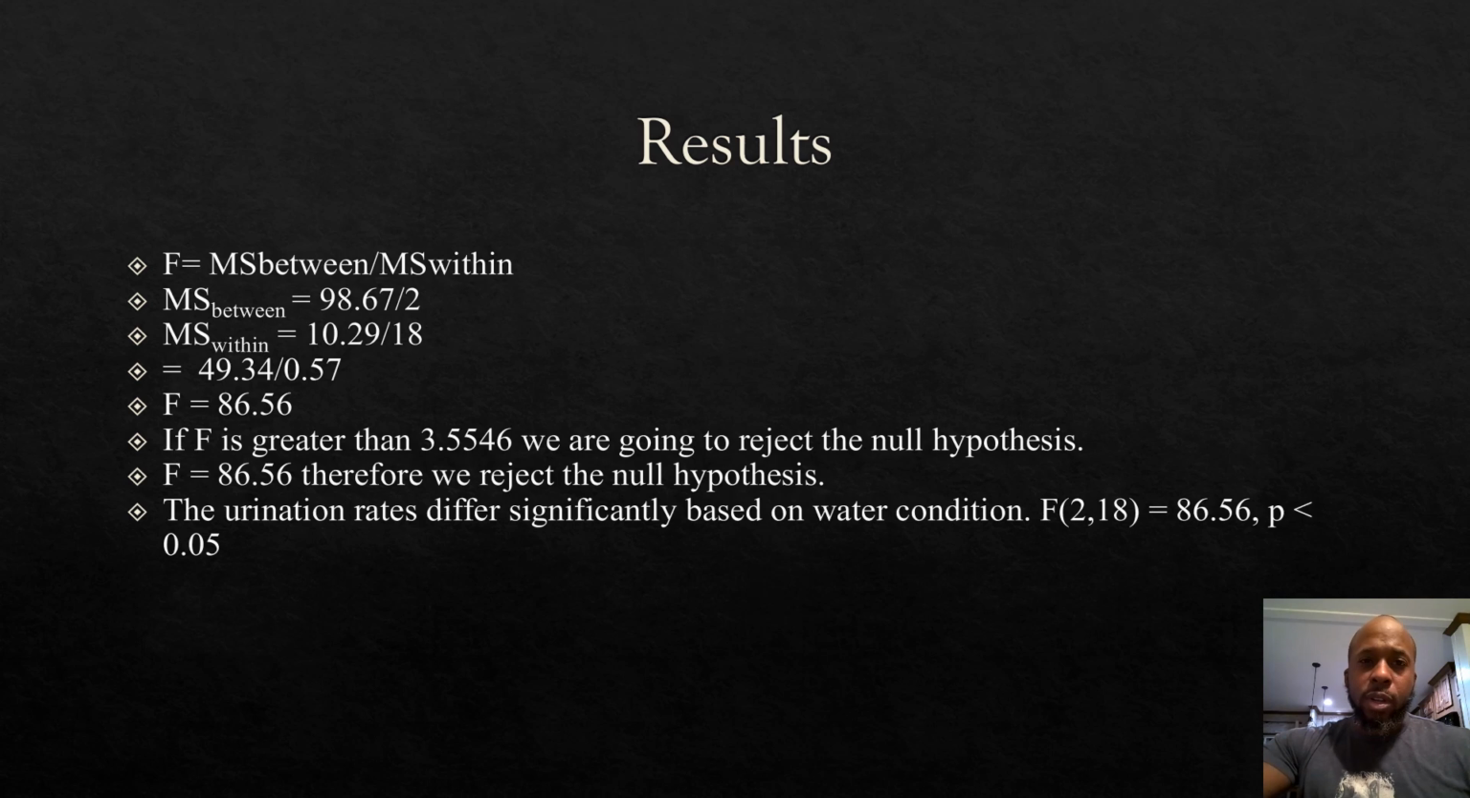So now that we have our sums of squares, we can use them to determine our mean squares. If F equals mean square between divided by mean square within, then we can plug them into the equation. So mean square between equals 98.67 divided by degrees of freedom, which is 2. Mean square within is 10.29 divided by the degrees of freedom of 18. And that works out to 49.34 divided by 0.57. So F equals 86.56. And so we determined if F is greater than 3.5546, then we're going to reject the null hypothesis.